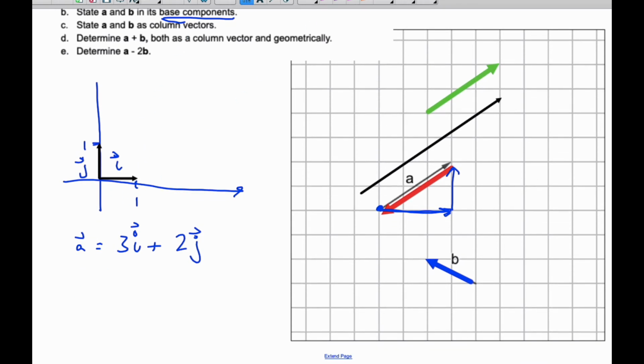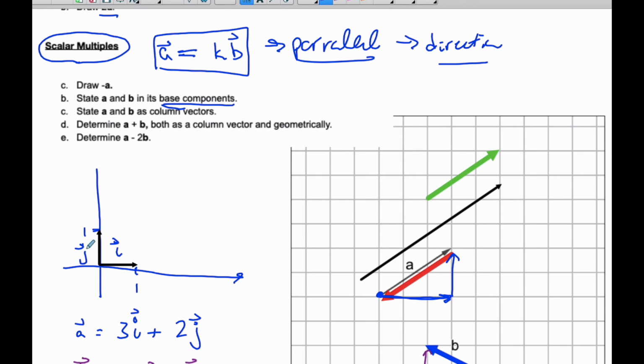Similarly, for vector B, I'll switch over to purple. If I'm going to do this, I'm going in this direction. Here is negative 2i plus 1j. Okay, and so this is the component form of our vector, our base components in terms of i and j. When we go to 3 dimensions, there's also a k vector which will go in the z axis.